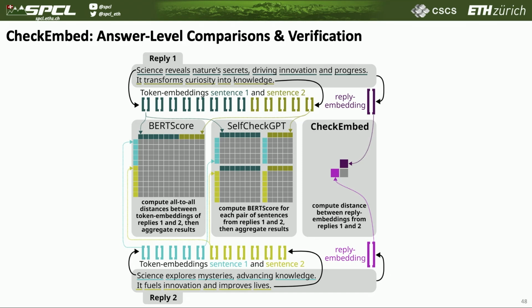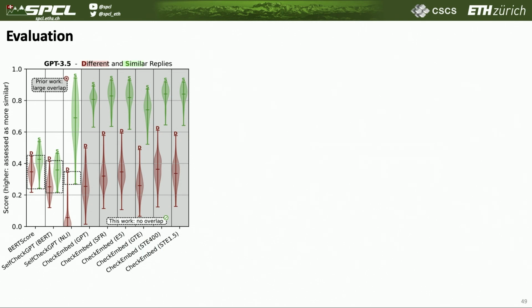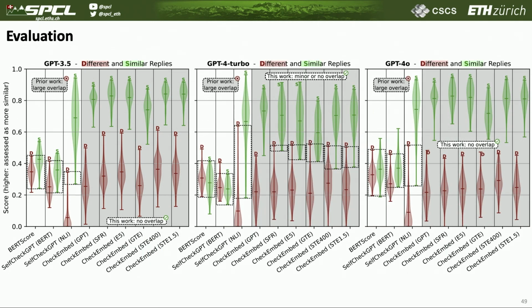SelfCheckGPT is slightly more involved, but it's fundamentally doing the same thing. What we propose is to embed these whole sentences, run them through a powerful LLM just once, embed them into a single embedding, compare these single embeddings and get a single score, and the score will tell you how similar these things are. And actually, it's really simple. It's naively simple, but it's actually working quite well.